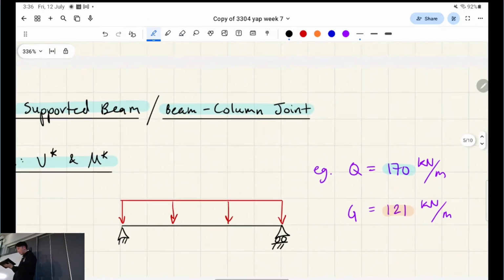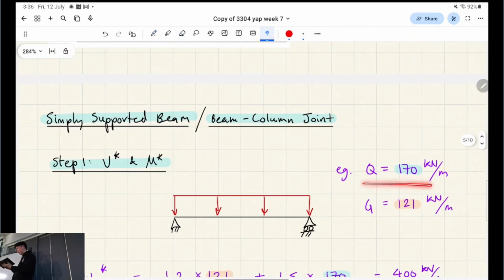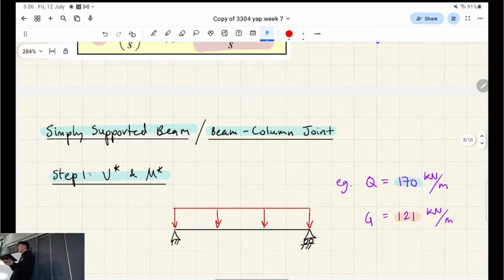Okay, so we're told, let's just say that Q is 170, right? So the live loading follows this uniformly distributed load pattern. And then G, the dead load, is 121, including self-weight, right? What are our load combinations? Does anyone remember? 1.2 G plus 1.5 Q. Yep. 1.2 G, 1.5 Q, what's the other one? 1.35 G.